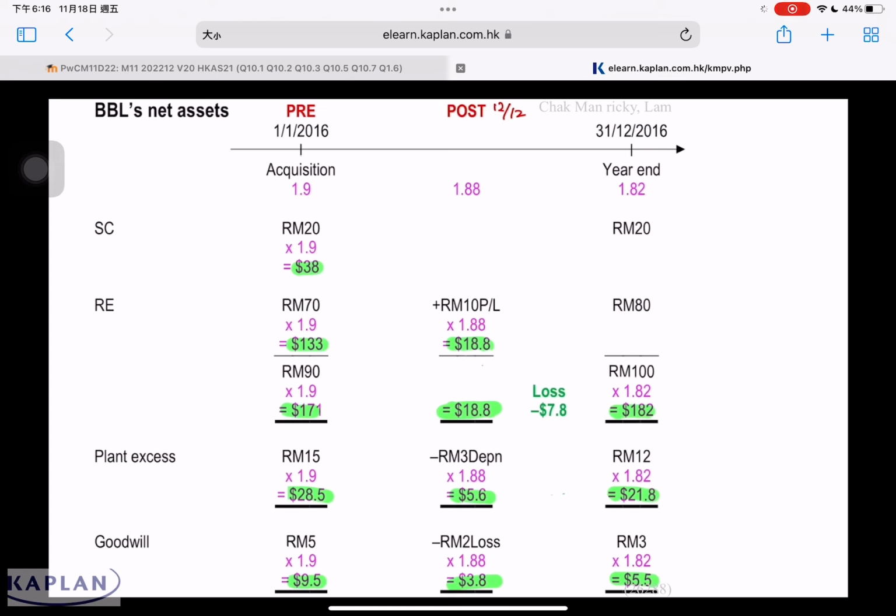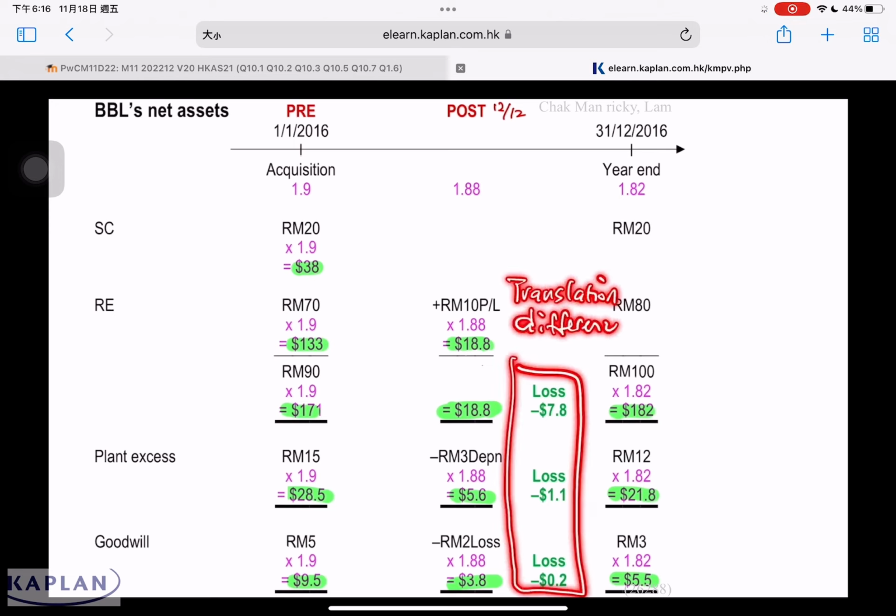The translation differences on plant assets: add up these two, and calculate the balancing figure. 28.5 minus 5.6 depreciation minus the closing balance, there's a difference of minus 1.1. This 1.1 is a translation loss. Add up these two, minus this, there's a difference. 9.5 minus impairment loss 3.8 minus the closing balance, there's a difference of a loss of 0.2. These are the translation differences. This is a loss; next year may be a gain or loss. This will be placed in OCI.